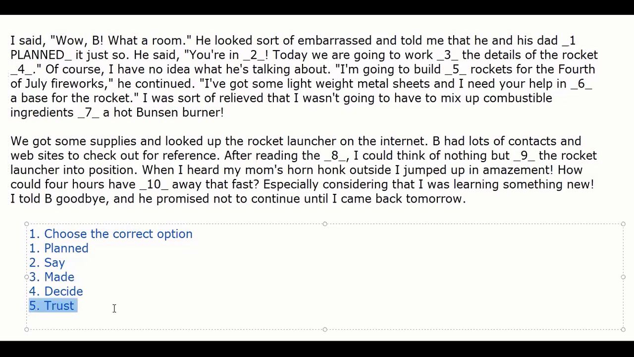So, told me that he and his dad planned it just so. Good. Second one now. Tell me the second one. Mess, home, sad, luck, or school. Think about it and tell me. He looked sort of impressed and told me that he and his dad planned it just so. He said, you are in mess, you are in luck, you are in home, you are in sad, you are in school. Achintya says luck. Okay. I'll wait quickly for some more.